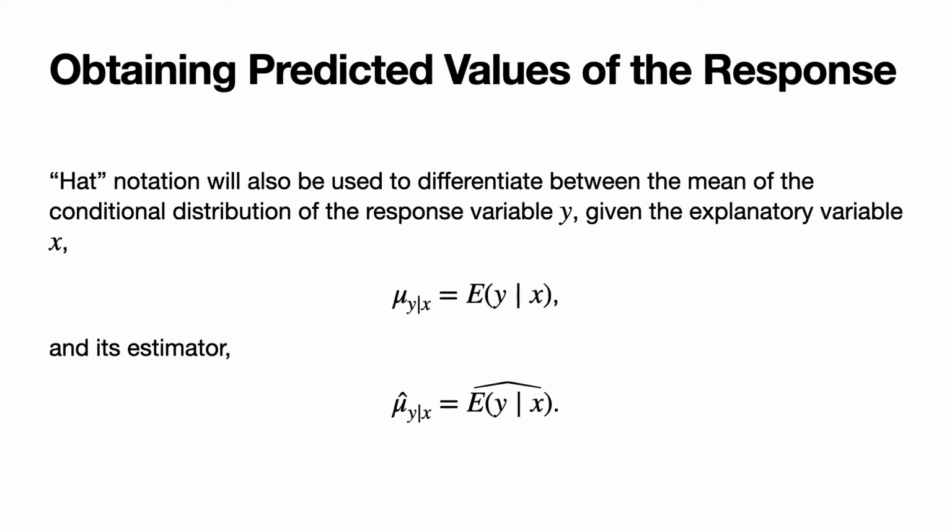Hat notation will also be used to differentiate between the mean of the conditional distribution of the response variable y given the explanatory variable x, which is denoted mu sub y given x, or the expected value of y given x, and its estimator, which is obtained by using each of those pieces of notation but putting hats on them.